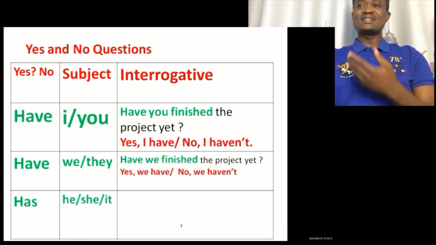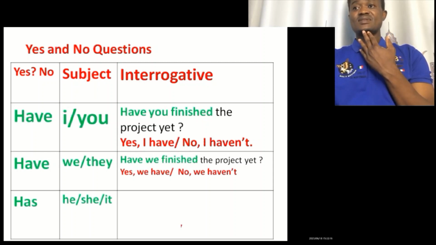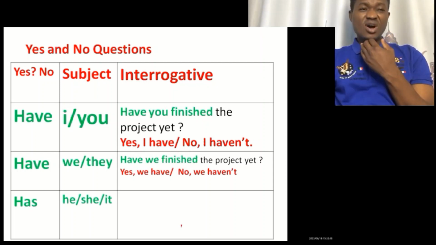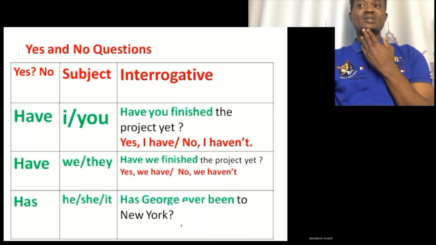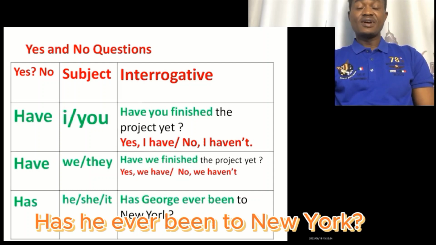All right, so let's ask the question here. How do we ask the question with the third person pronouns? The question is: has George ever been to New York? That's the first question. We're using George here as a noun. If we change George to he, it becomes: has he ever been to New York?